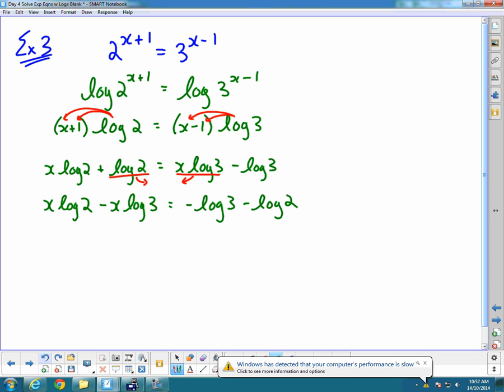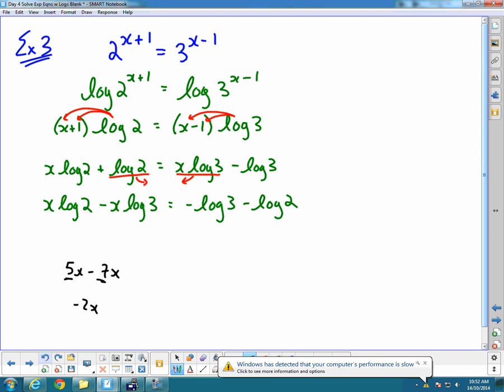Now at least I have the x's on the same side. I'd like to collect like terms. So I've got an x here and an x here. So together I would add or subtract the coefficients. Remember, if it was like a 5x minus a 7x, we would go 5 minus 7 and get negative 2x.